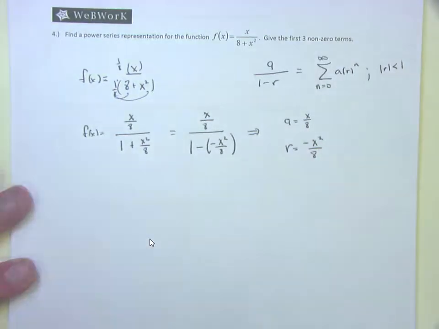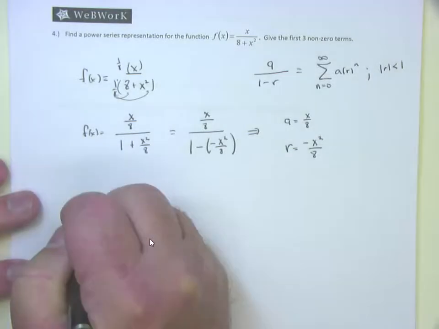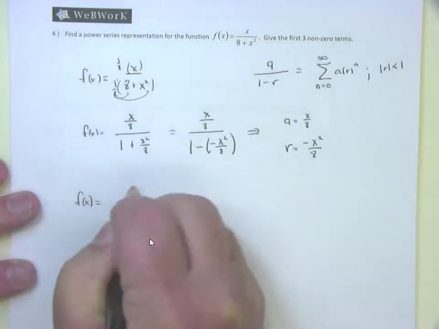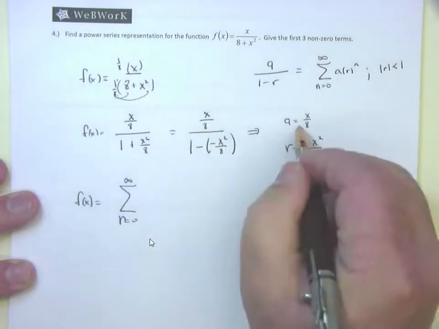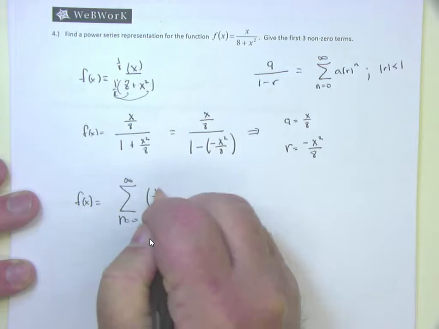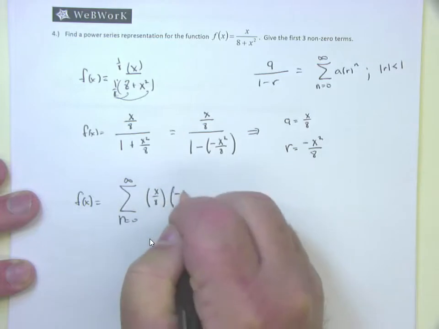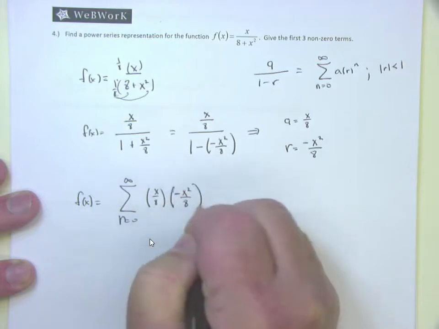As I mentioned to you before, a could be a constant, or it could be a term with a variable in it. It's okay. We're going to turn it into our power series representation. So here, this means my function is going to turn into the sum as n goes from 0 to infinity of a, which is x over 8, times r, which is negative x squared over 8, raised to the n power.